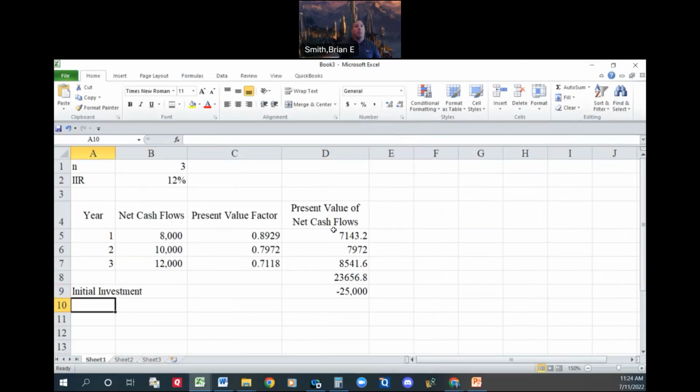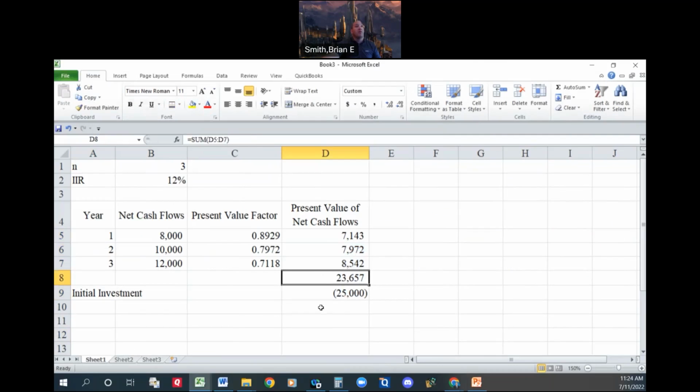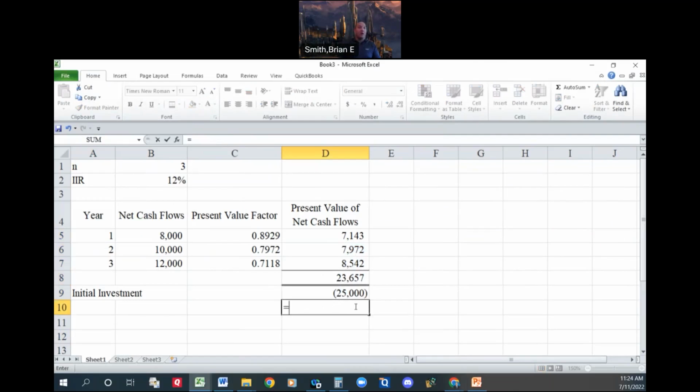So let's format this. Okay, and then we're going to do that, and then we're going to do this. Okay, so then we're going to take this and add this to it. So we have a net present value of a negative 1,343. Because this is negative, we're not going to do this, okay?